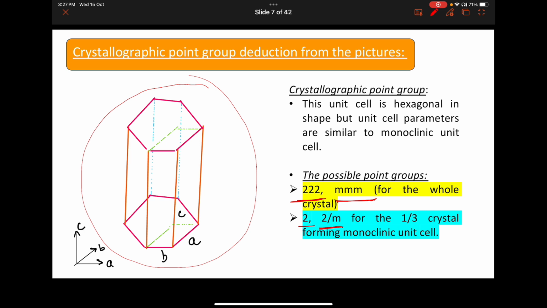So this was about the first question. I have finally deduced that the crystallographic point group for this crystal as a whole is 2/m 2/m 2/m, or mmm. But if we're talking about one third of it, which is similar to the monoclinic unit cell, then its crystallographic point group is 2/m.